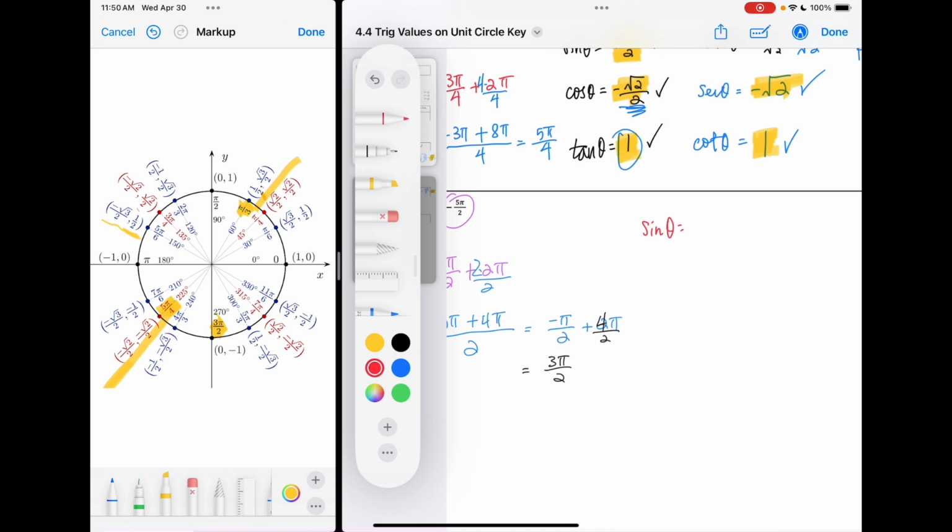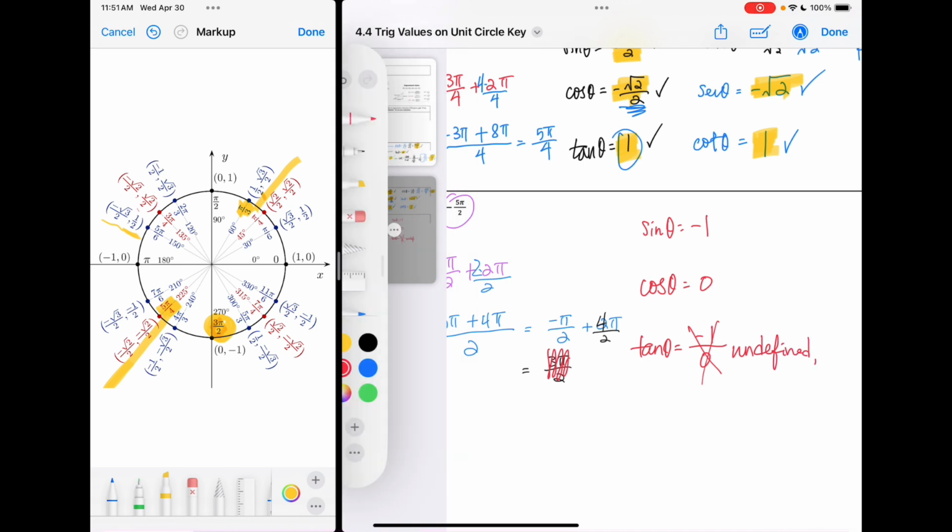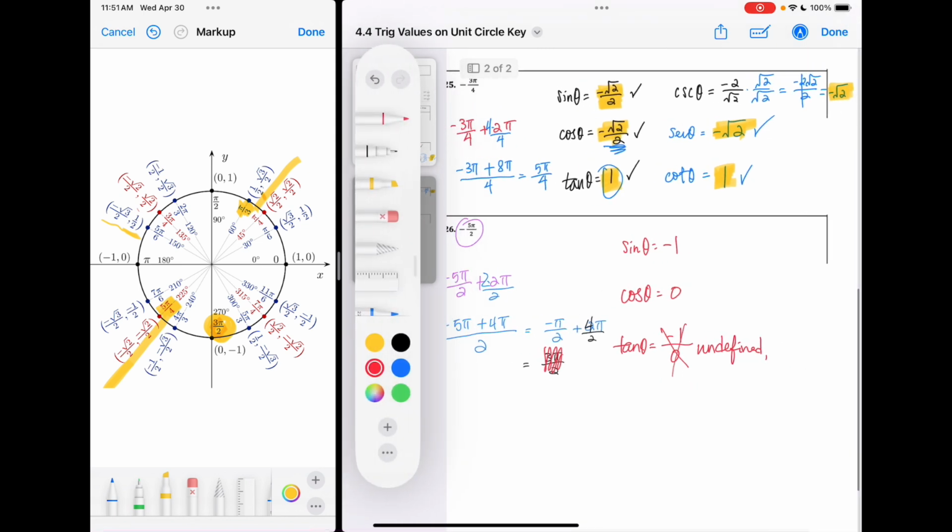So for the sine of this angle, because it's right here at 3 pi over 2, what you see here is my sine value. So that will be negative 1, check. Cosine of this angle will be 0, check. Now tangent, what do we know about tangent? Tangent is equal to sine over cosine. What does that tell us? Undefined. Believe in yourself. You are correct.